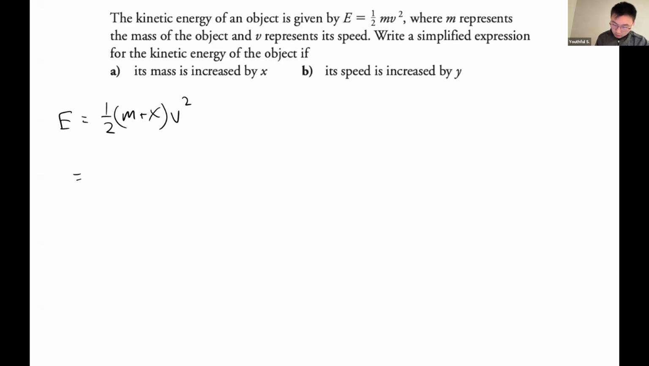I want a simplified expression. I guess just for practice, we'll multiply this. So 1/2 m plus... to be honest, this is already pretty simplified. I think I'm going to keep it because if I multiplied it, it would no longer be simplified. Okay, for part B, its speed is increased by y. So we just do the same thing. 1/2 m (v plus y) squared. We make sure that the y is also being squared. Okay, that's pretty much it.